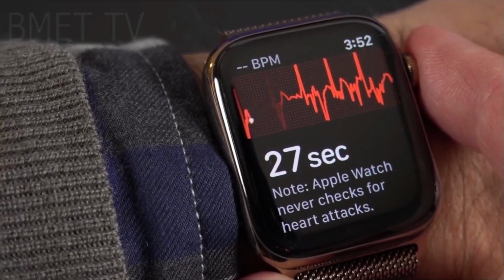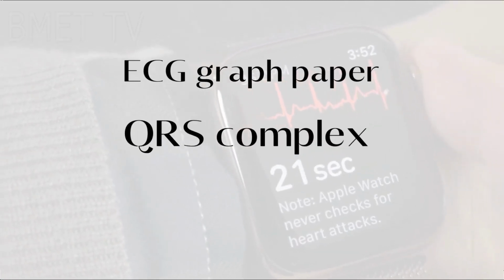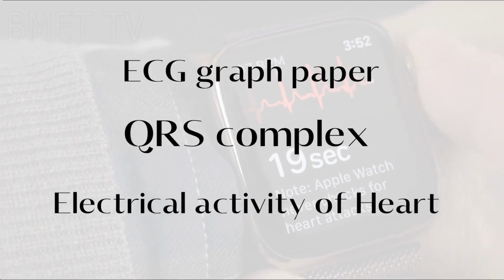This was a simplified information video on ECG machines. We will look into ECG graph paper, QRS complex, and electrical activity of the heart in the next video.